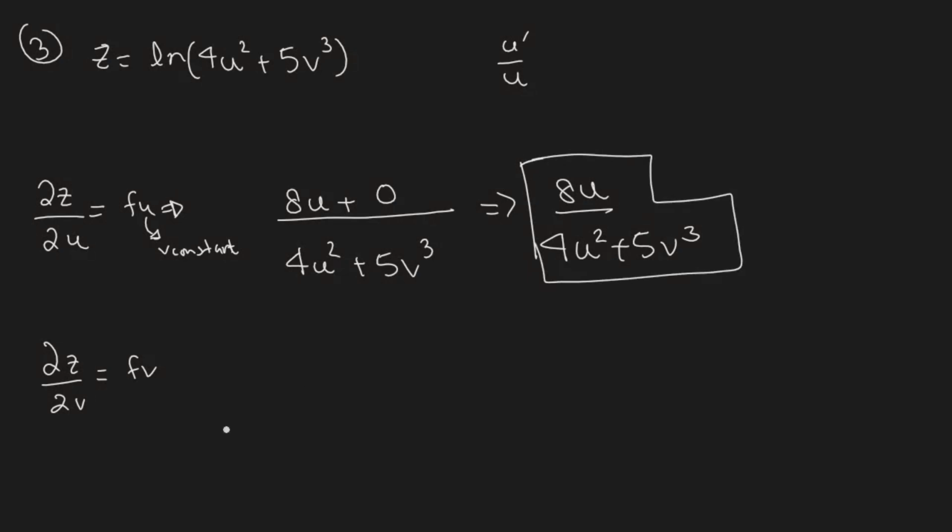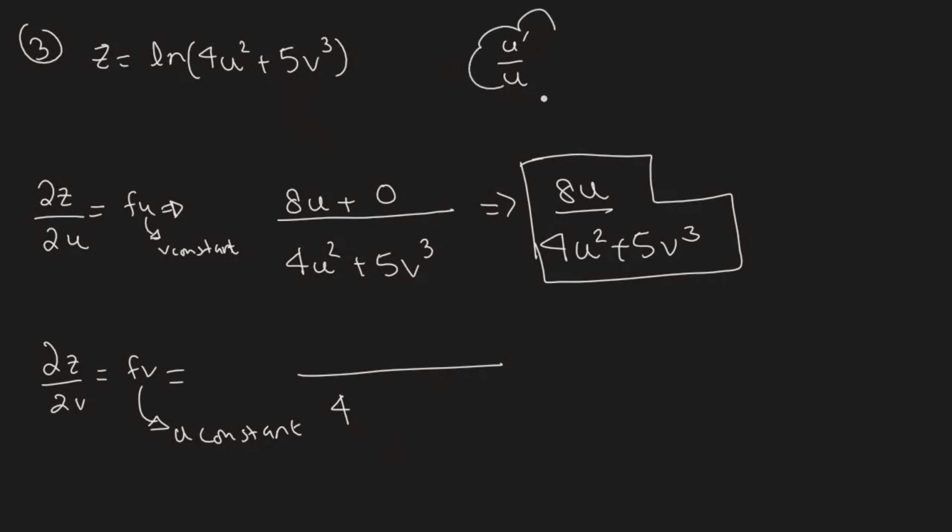And that's it. Now, moving on to f of v, we are treating u as a constant, okay? So write u at the bottom. So u is always the same. So u is the inside function, okay?